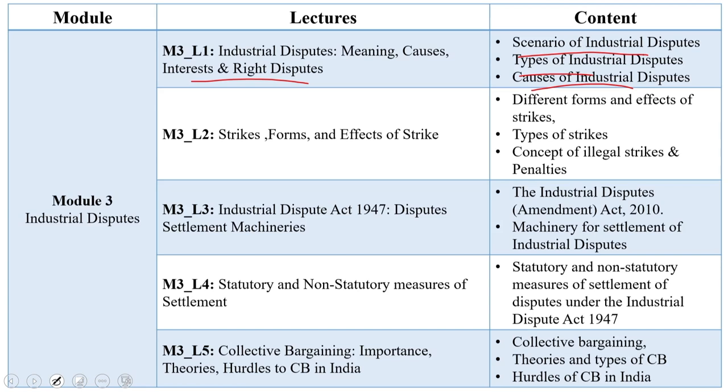When we looked into the second lecture, especially with respect to strikes, forms and effects of strikes, we looked into the different types of strikes. If you recollect, based on the phenomena of strikes around the world, we categorized strikes into economic strikes, sympathy strikes, general strikes, sit-down strikes, slow-down strikes, hunger strikes, and even wildcat strikes that have been experienced over the period. Some of the most pertinent strikes that emerged were economic.